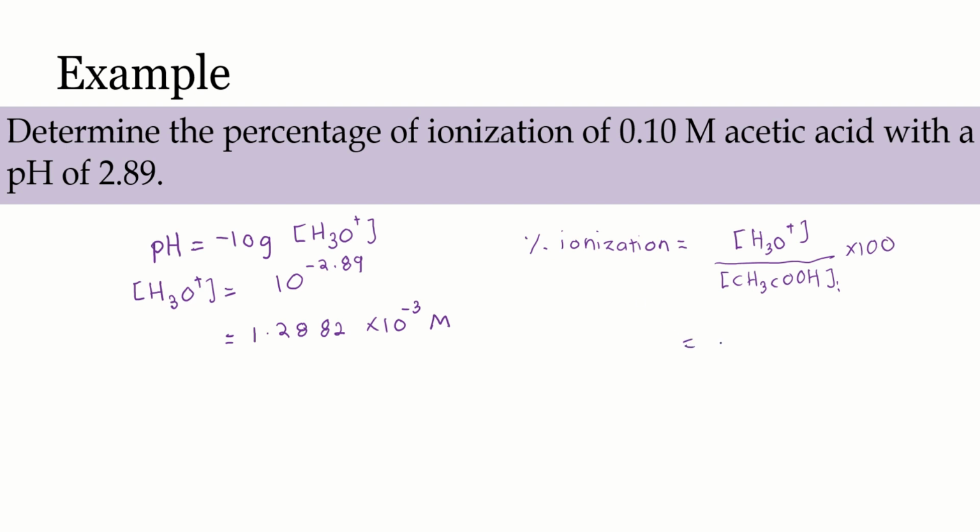And from here, we know that ini adalah 1.2882 exponent negative 3 bahagi dengan 0.1 darab dengan 100, you akan dapat 1.29%. Bagi dalam 2 tempat perpuluhan untuk jawapan akhir.